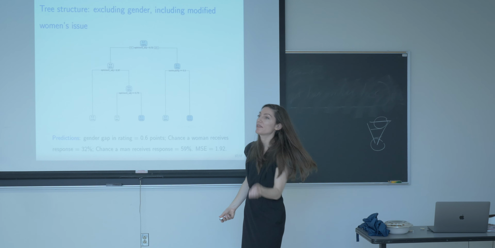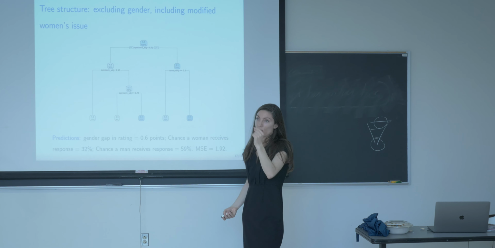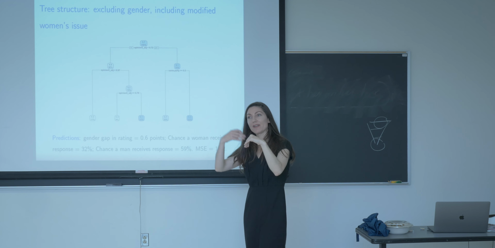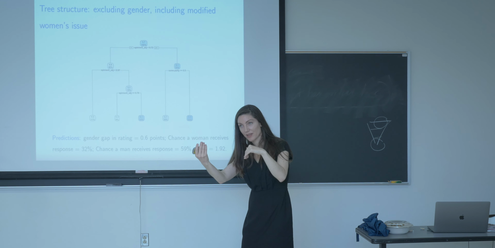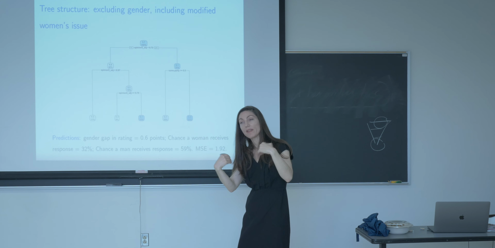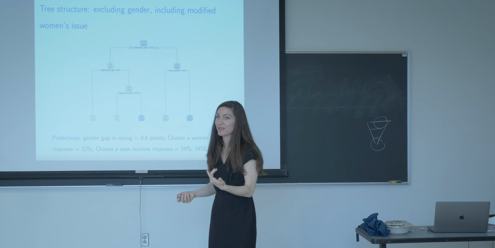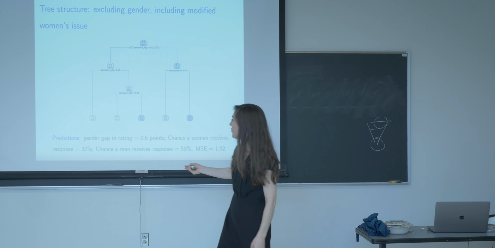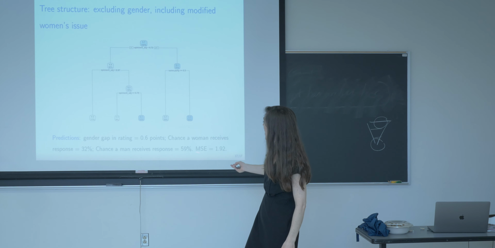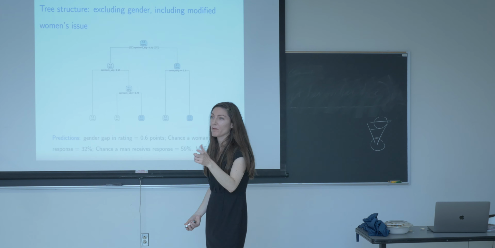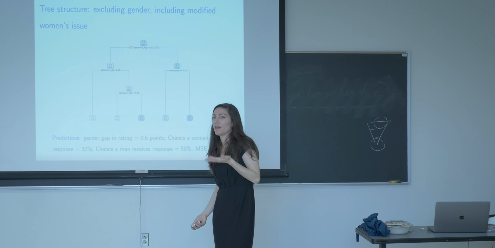Now the gender gap in ratings is smaller than when you exclude gender but include the original version of the women's issue. When you include gender and the modified version, the gap is slightly smaller, but there's still some gap. That's what I was saying before. It didn't entirely disappear. The chance that women receive a response is 32, that a non-woman receives a response is 59, and the mean square error is 1.9, which is still larger. Remember that the original mean square error was 1.11, so you increase the mean square error.